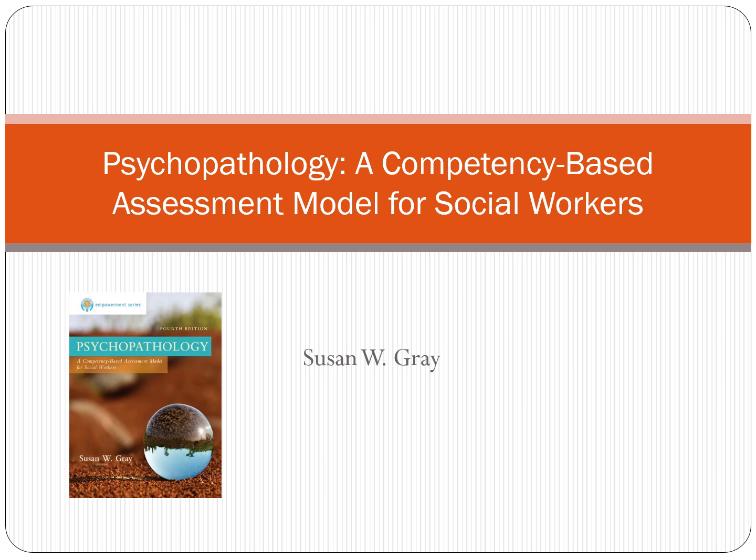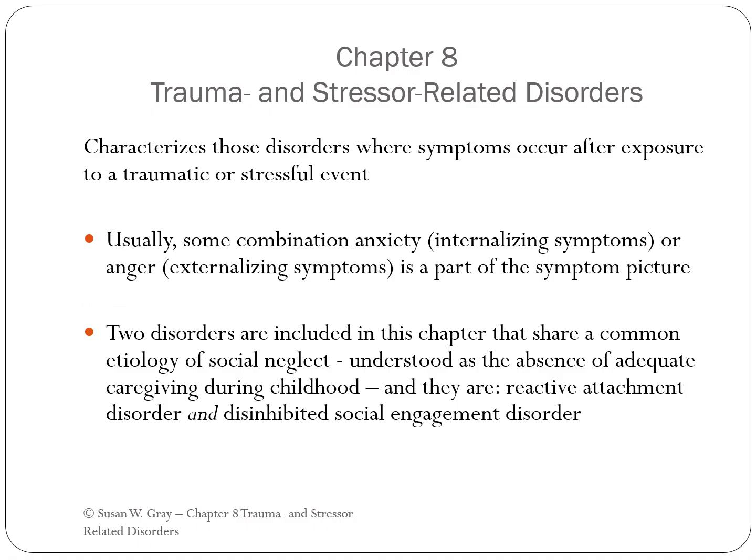Hello and welcome back. In chapter 8, we're discussing trauma and stressor related disorders. These disorders in this section of DSM-5 are characterized by symptoms that occur after a traumatic or stressful event happens in someone's life. So they're usually a combination of anxiety or anger as a part of the symptom picture.